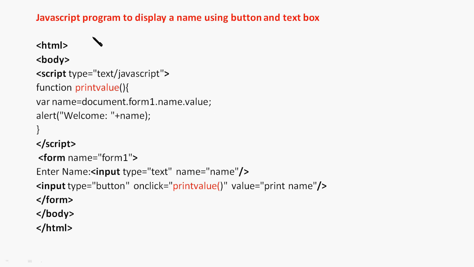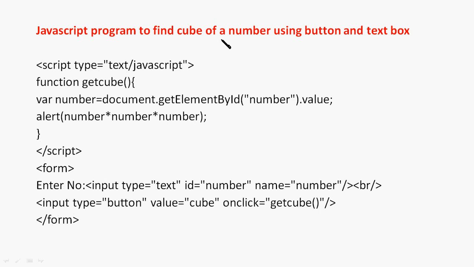Here also we are using the document.form1.name.value property. This is another program to find the cube of a number using a button and a text box. Here there is a text box with the label Enter number and a corresponding text box, and there is a button. On the button you have the name Cube.